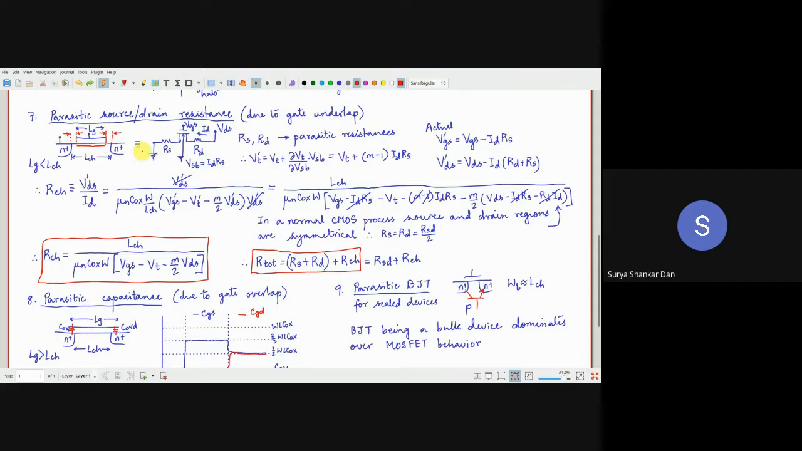Now we will look into the effective value of VT. VT dash will be equal to the original VT plus delta VT by delta VSB. Nobody answers? Delta VT by delta VSB is nothing other than the substrate body sensitivity. If we can find out the body sensitivity, then I will relate it with VSB. Understand this very clearly.